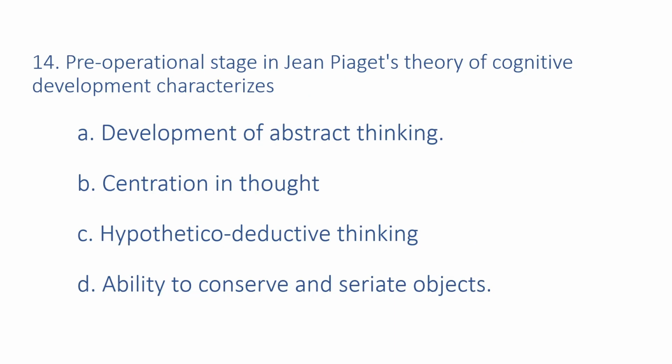The next question. The pre-operational stage in Jean Piaget's theory of cognitive development characterizes development of abstract thinking, centration in thought, hypothetico-deductive thinking, ability to conserve and seriate objects. The main characteristic developed is centration in thought. The pre-operational stage is marked by centration, fixing on one feature of a situation and ignoring the rest. Abstract thinking, hypothetico-deductive reasoning, and conservation with seriation all belong to the later stages.